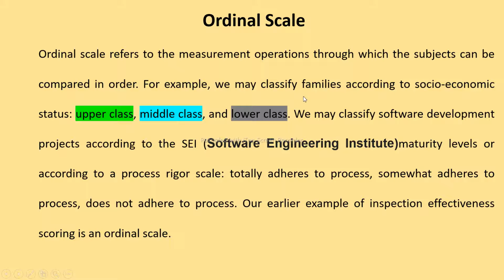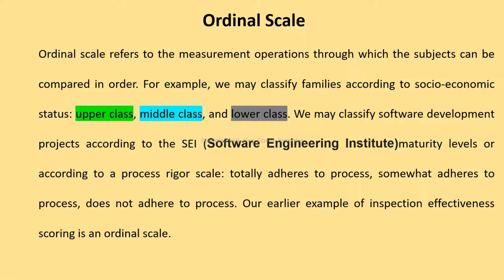A similar example: we can classify families according to socio-economic status as upper class, middle class, and lower class. Three different classes are there in accordance with the status of the family. We may also classify software development projects according to SEI, the Software Engineering Institute, maturity levels, which follow a process rigor scale.